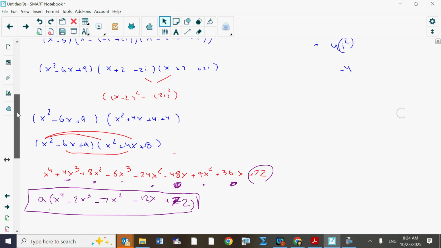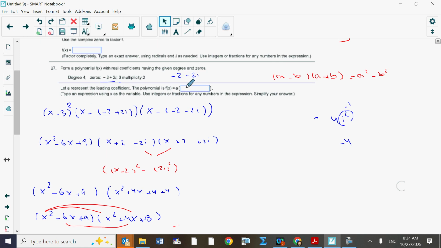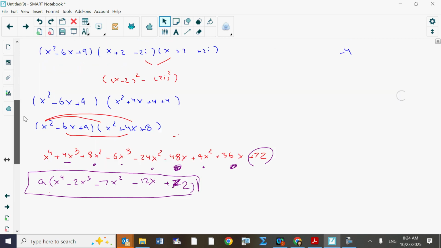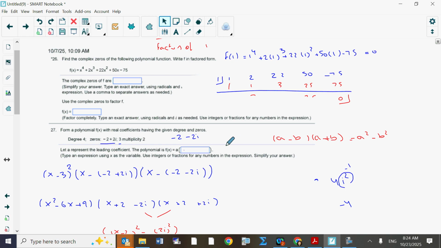We don't know what a is, so when you're trying to write, all you need to do, the a is already here, you just need to write this part. Okay, so this was the second part of the test. I hope this was helpful for you.